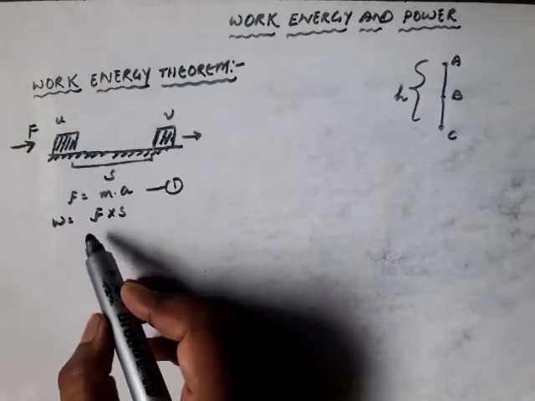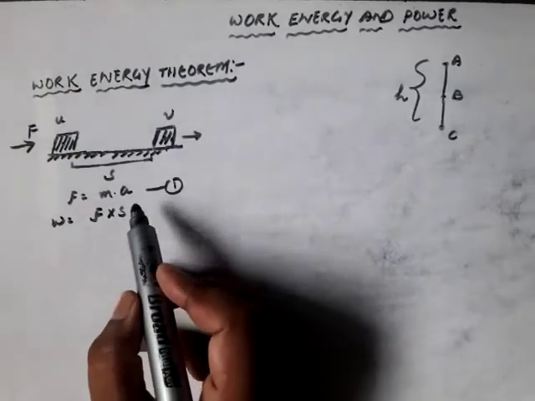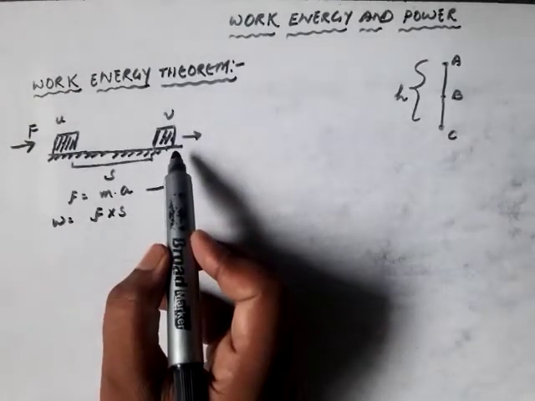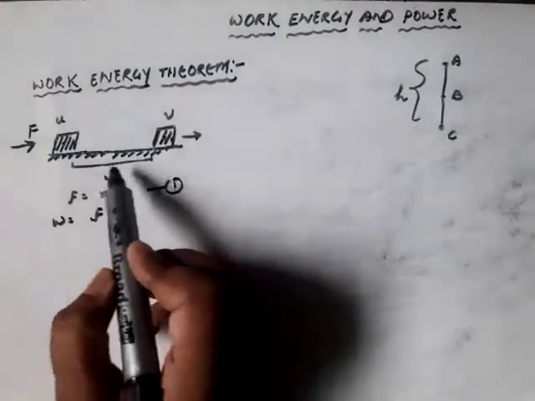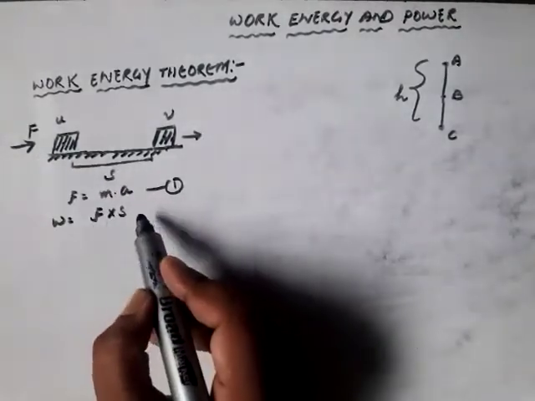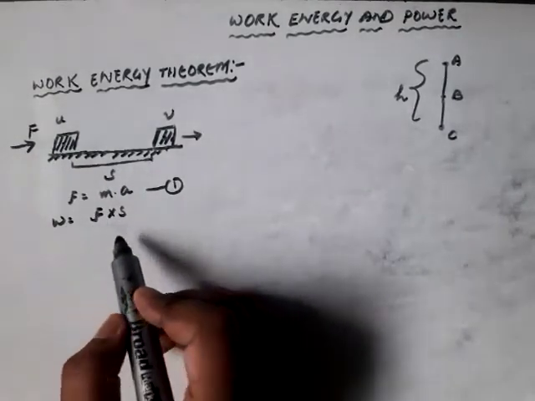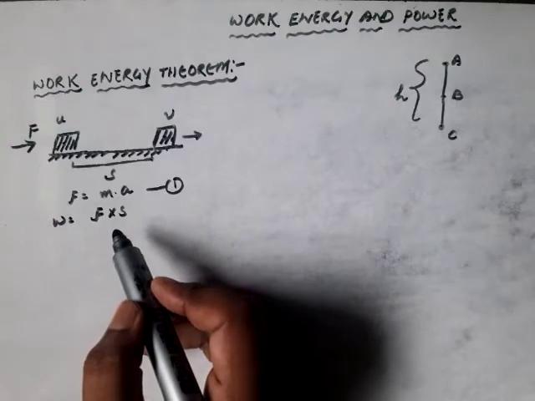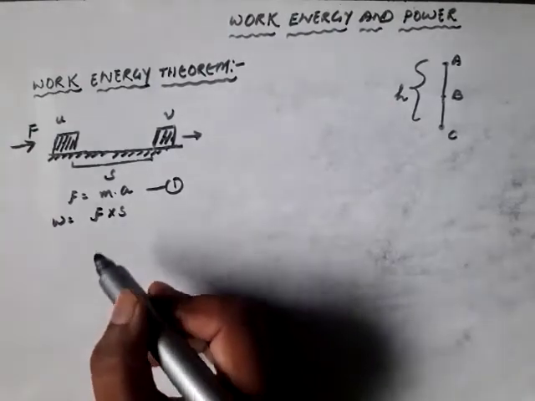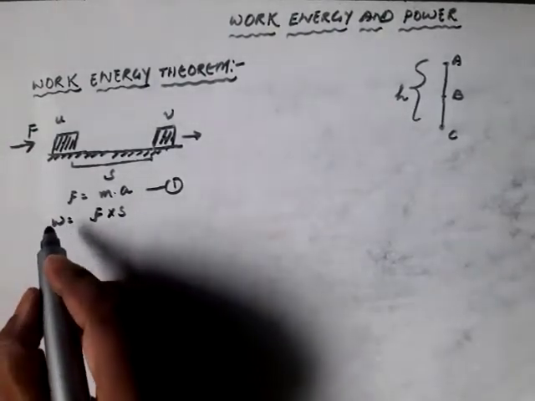We also know that the work done equals Fs cos theta. Here the direction of displacement is in the same direction as the applied force, so cos theta will be 0 degrees, that is 1, and the value will be W equals Fs. Now one condition is here, that we can write from one more relation.